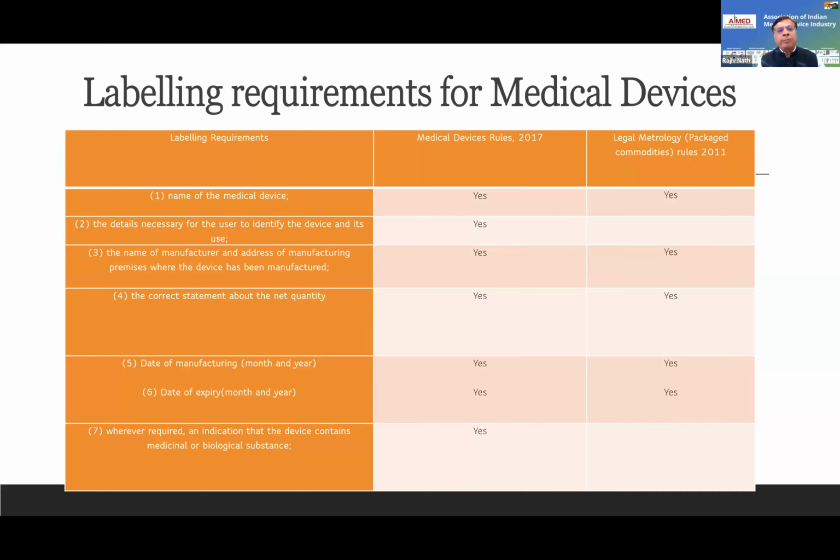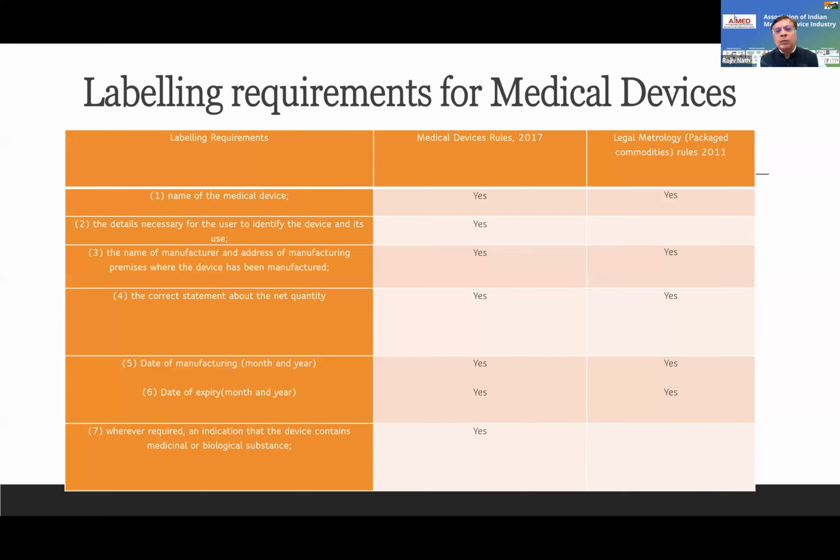We have to put the name of the device, whether it is a syringe or a thermometer, the details for the user to identify the device and its usage. The brand name is part of this, and the complete description is part of this. The name of the manufacturer and the address of the manufacturing premises or site is also important, and this is required both in legal metrology as well as in the medical device rules.